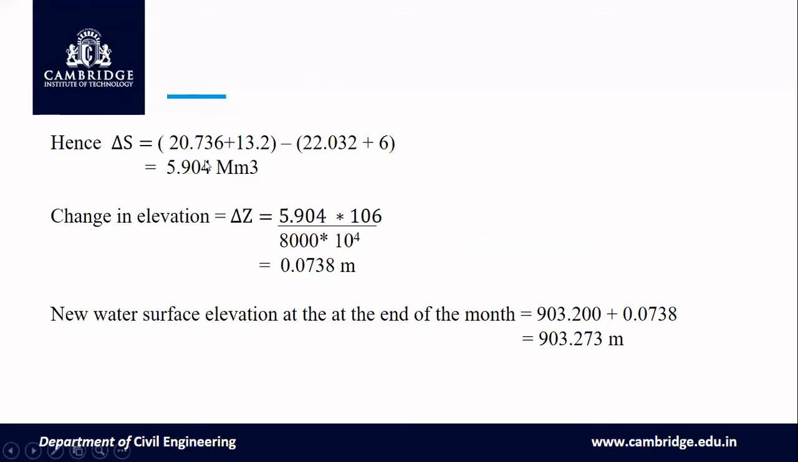So what is the total change in storage volume divided by catchment area? You are going to get 0.0738 meters. This much change in elevation is going to be observed in that lake in that month. Then the new water surface elevation at the end of the month will be the initial water surface elevation, 903.200, plus the change in elevation, 0.0738. Adding, you get the new water surface elevation at the end of the month: 903.2738 meters. So this is the given problem, what you need to calculate.